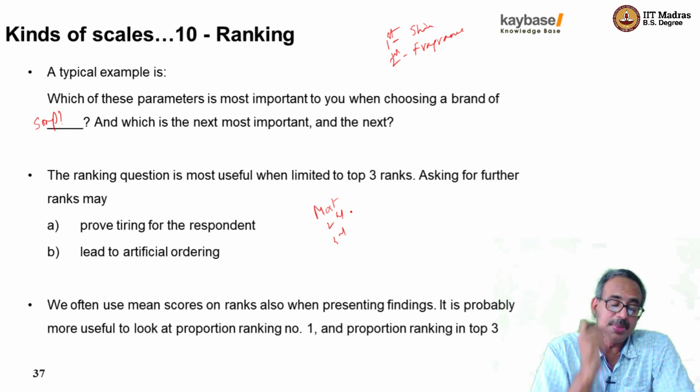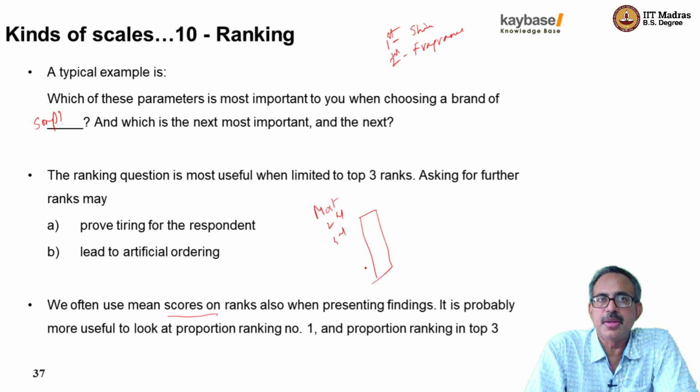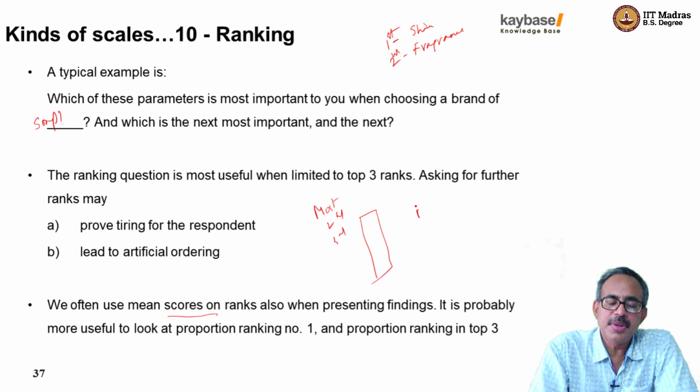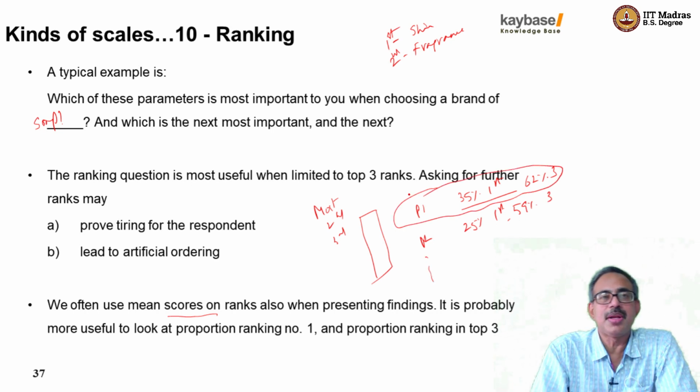Sometimes we use mean scores on ranks, as I said. But more likely we say, if you have been given a set of 10 parameters and our study is to find out overall which are the most important parameters, we will say for parameter 1, 35% rank it as the first and 62% rank it as one of the top 3. Whereas for parameter 2, 25% rank it as first and 59% rank it as one of the top 3, and so on and so forth. Therefore, on the whole, parameter 1 is the most important parameter.